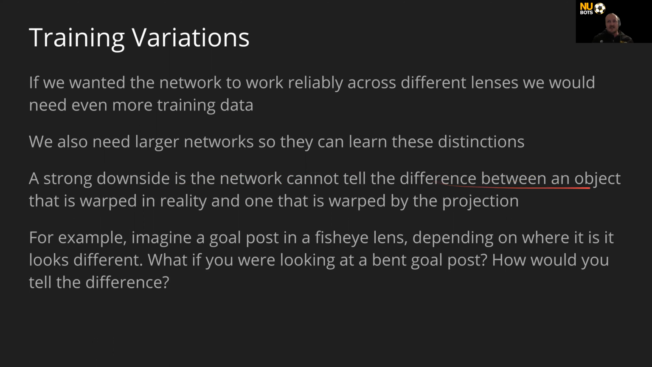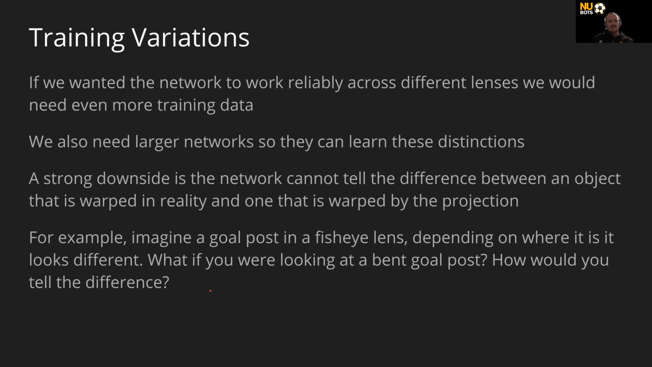The network can't tell the difference. If I had a bent goalpost in the center of my view, how does the AI know that that is a bent goalpost and not a goalpost that's on the edge of a fisheye lens? Because to the neural network, they will look the same. So there's no real way to tell the difference.